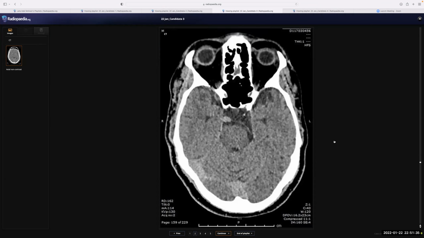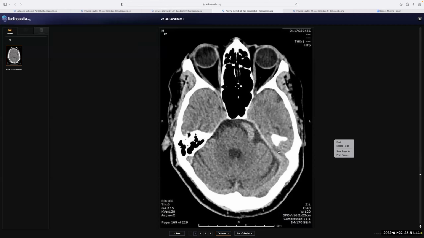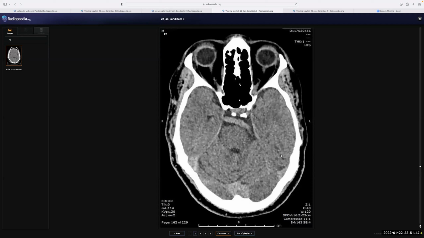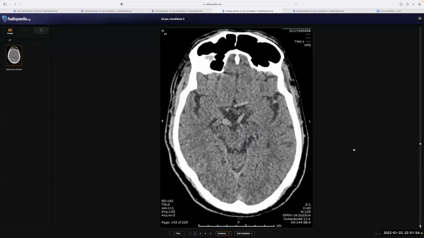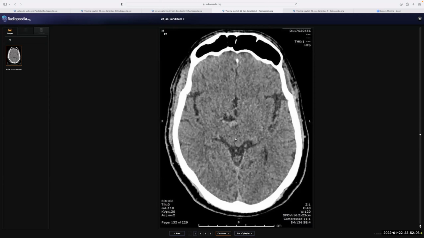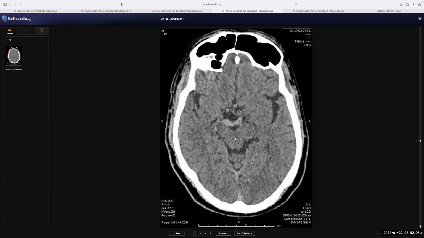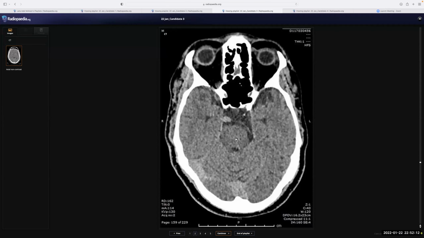Okay, so this patient was having acute neurological symptoms and drowsiness. I'm looking at the posterior fossa and the basilar artery. However, there is some density here in the bifurcation of the basilar artery, in the tip of the basilar artery, and this gives me the suspicion of aneurysm or thrombus, sorry, not aneurysm, thrombus in the tip of the basilar artery.